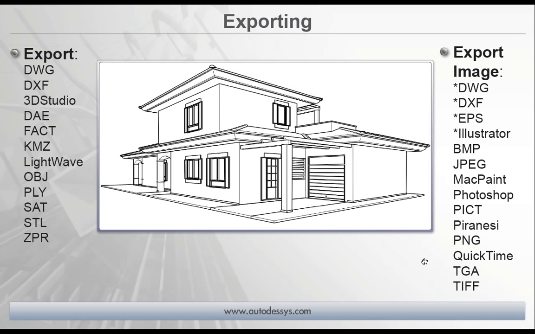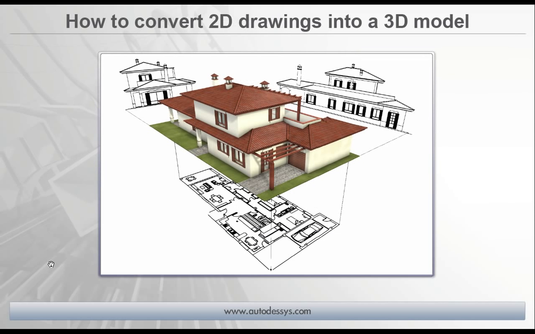So if you want to cut some sections, do some renderings, hidden line renderings, whatever, you can actually take that image data, export it out to any of the formats to collage it with any other details that you have. So with that, let's see how we convert 2D drawings into a 3D model.